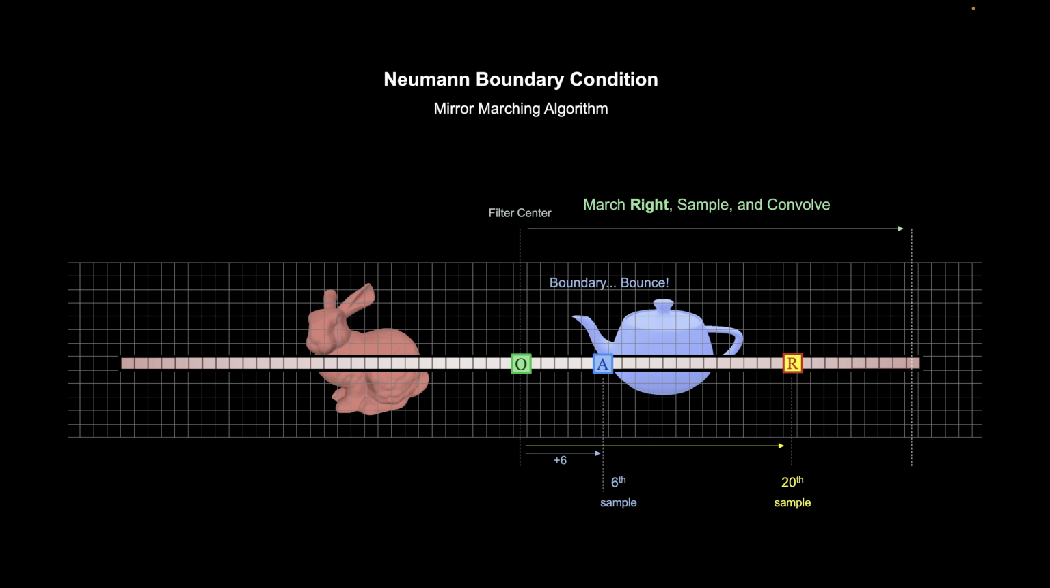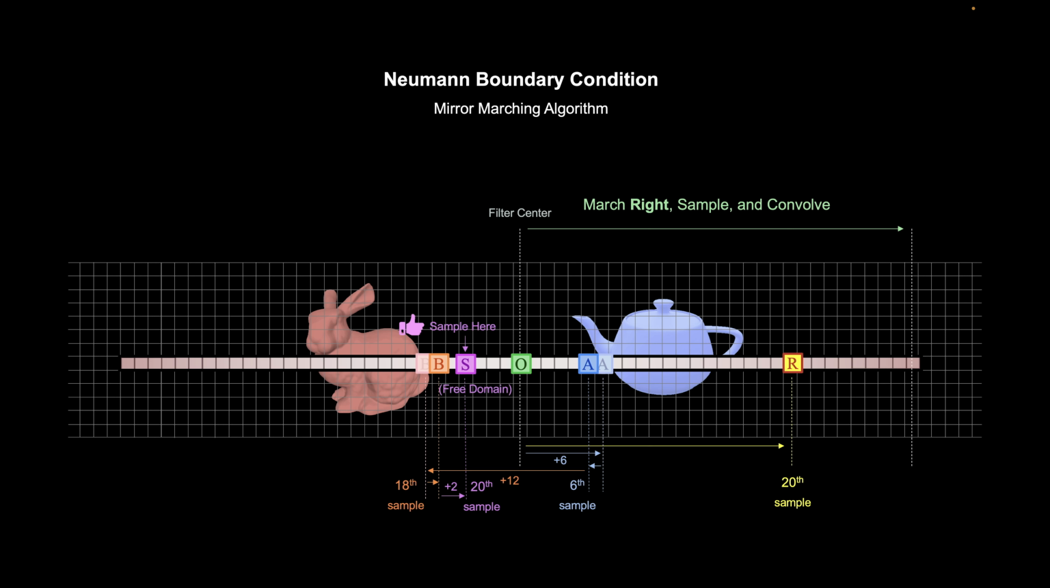This means first we count 6 cells to the right, we encounter a collider, we bounce in the reverse direction without incrementing the counter, take 12 more steps, again reach a collider, bounce back 1 cell, count 2 more cells, and now we have finally counted 20 cells, which matches the original sample index of 20. We sampled the divergence here in the free domain, and voila, we have successfully got a valid divergence value.